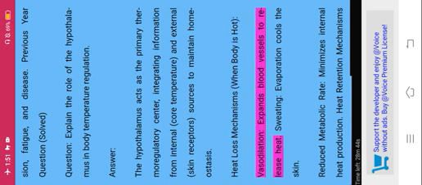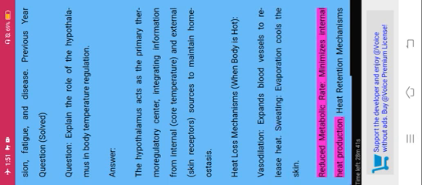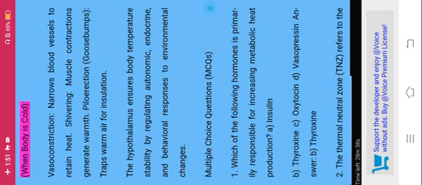Vasodilation expands blood vessels to release heat. Sweating, evaporation cools the skin. Reduced metabolic rate minimizes internal heat production. Heat retention mechanisms when the body is cold. Vasoconstriction narrows blood vessels to retain heat. Shivering, muscle contraction, increasing metabolic heat production.